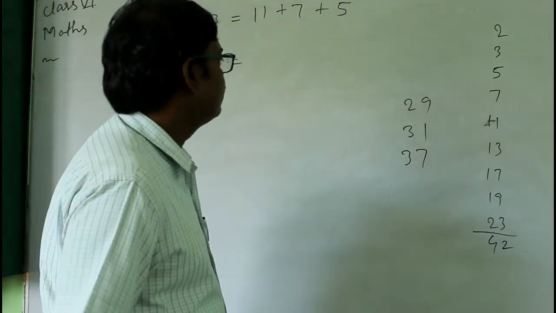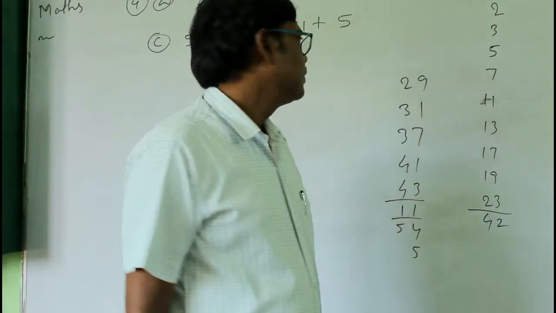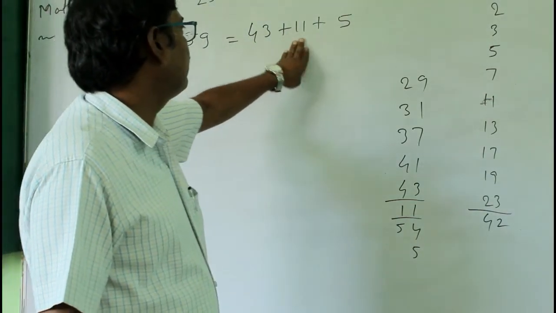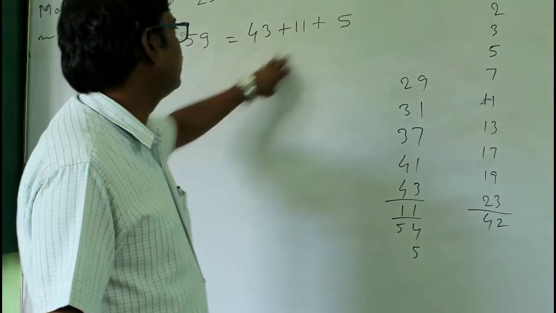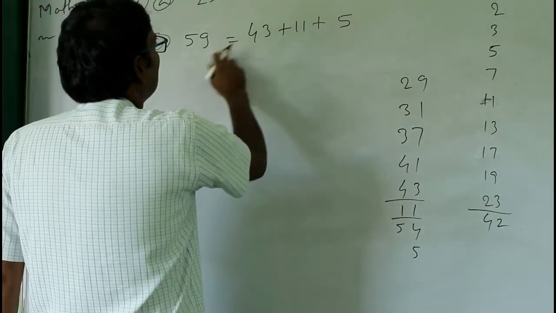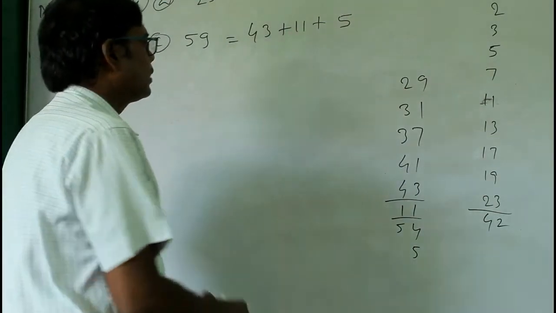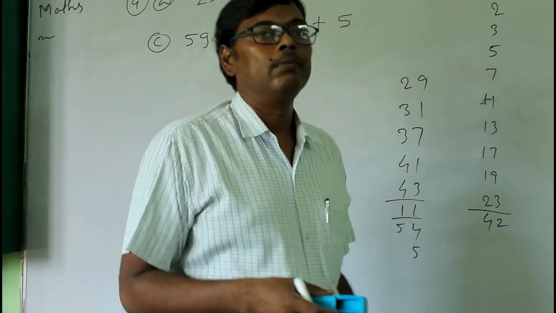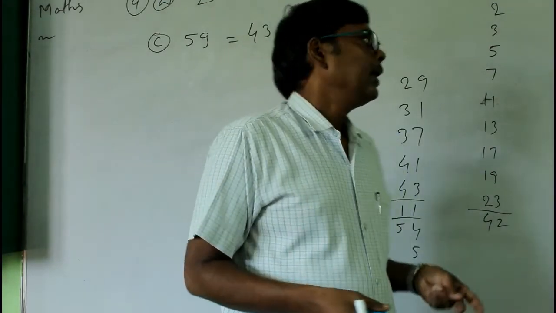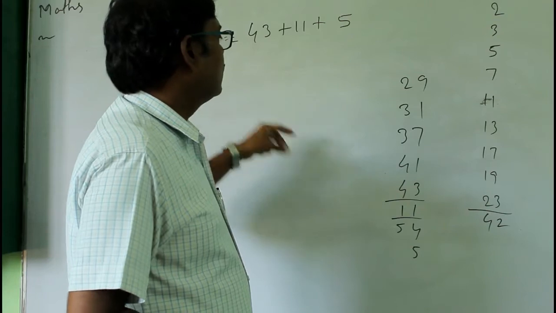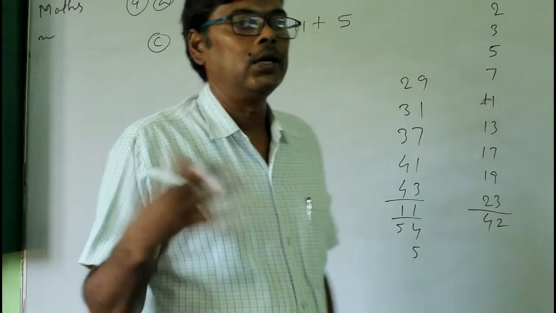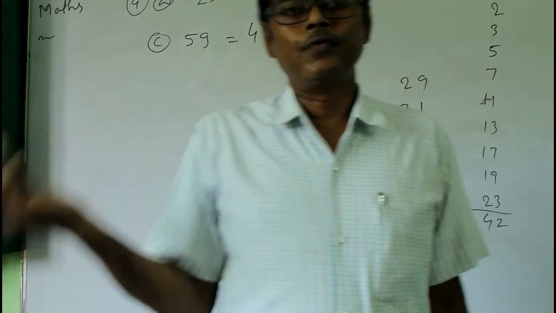Any three numbers must be there. In the case of 59, you can write 43 plus 11 plus 5. When you add these three numbers, all three are prime: 43 plus 11 is 54, and 54 plus 5 is 59. So this is the correct answer. Write the prime numbers, and then think what three numbers will be possible. Your answer may be different from this answer, because you make your own arrangements.